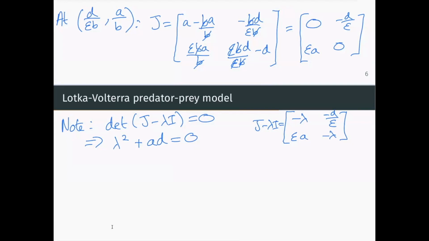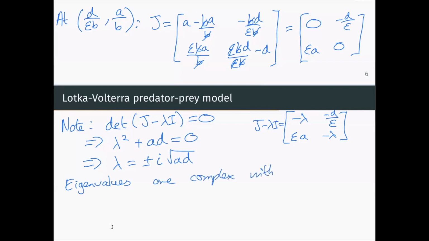So if lambda squared plus ad is equal to 0, and a and d are both positive, that means that we're going to have complex eigenvalues. In fact, they're going to be imaginary eigenvalues. Lambda is going to equal plus or minus i times the square root of ad. So we have complex eigenvalues. In fact, they are complex eigenvalues with 0 real part. So eigenvalues are complex with real part of lambda being equal to 0. And this tells me that we have a center.